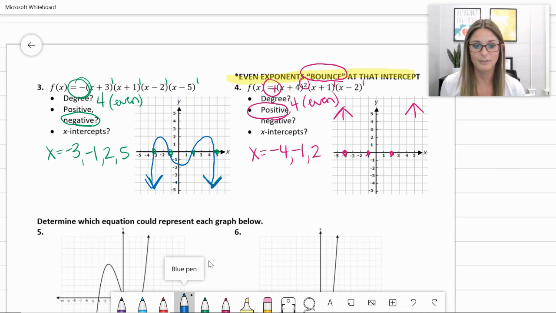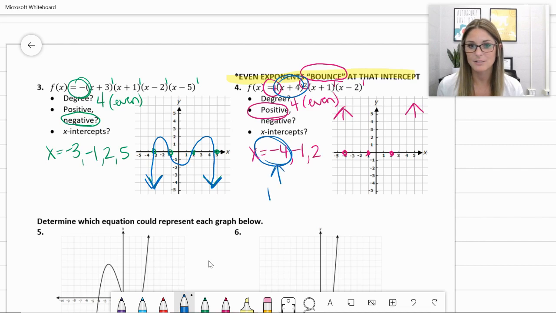Now, do not forget that x-intercept of -4, that was a bounce. It had an even exponent. If you saw a 4, it would bounce. If you saw a 3, that's odd. It's not going to bounce. Okay? So let's draw our graph here.